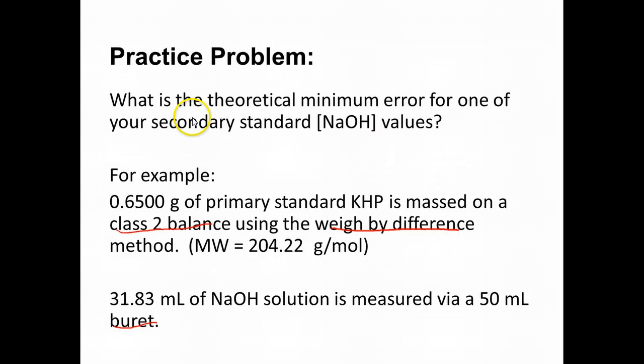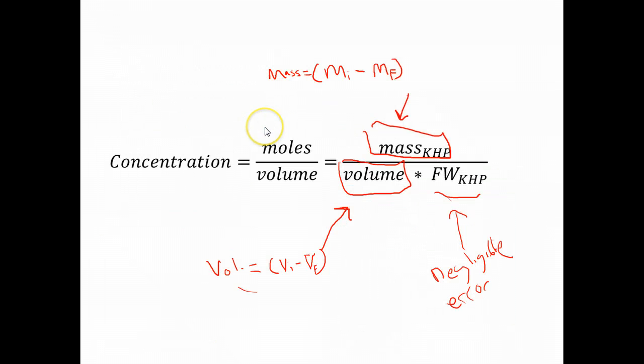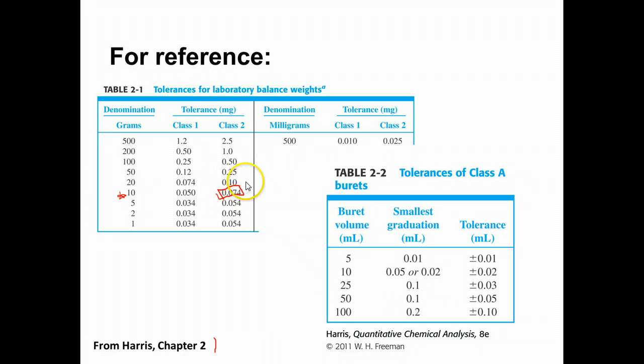Again, if we look back at our formulas for an addition and subtraction process, we take the errors of the individual components, square them, add them together, and then take the square root. In this case, our individual components are an initial mass and a final mass, and these are both taken on the same instrument. So we're basically getting 2 times this error. So what we have is the square root of our error associated with the initial squared plus the error associated with the final squared. Hopefully you can read that.